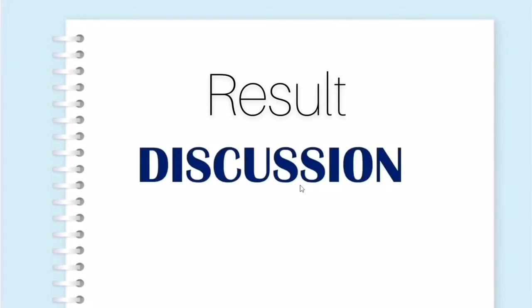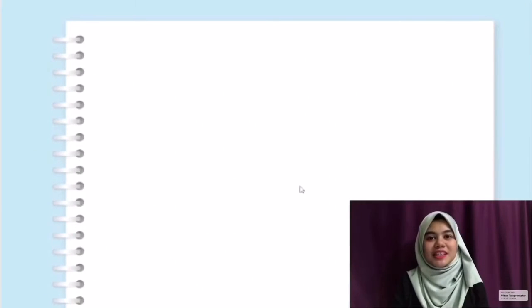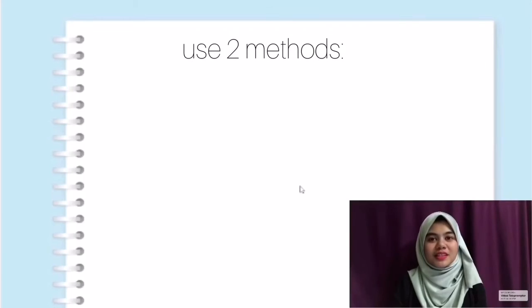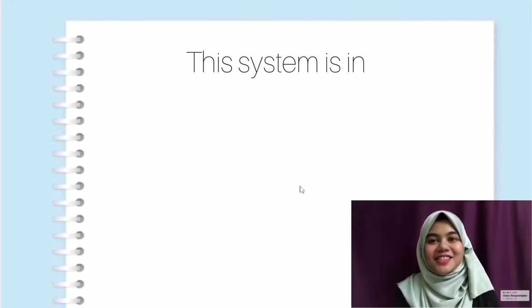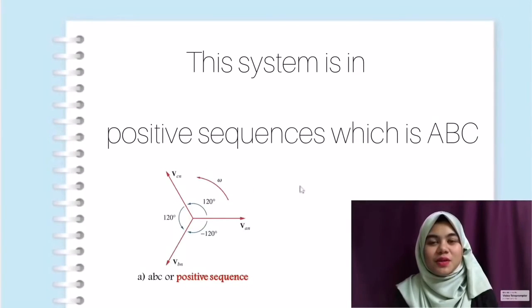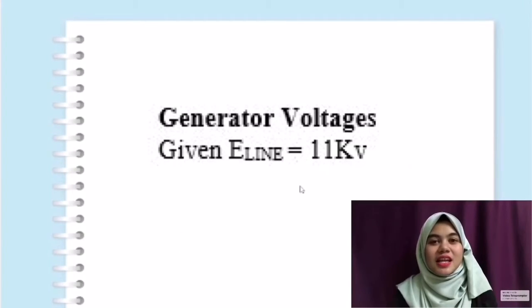Next, result and discussion. In this project, to find the parameter in the electrical system, students are required to use two methods, which is conventional method and measuring method by using PCM software. The electrical system is in positive sequence, which is ABC. Given line voltage is 11 kV and it is assuming that EAB is equal to 11 kV with phase angle 0 degree.